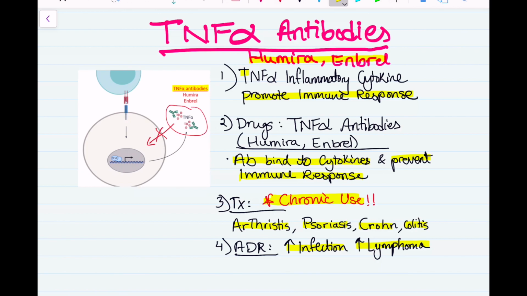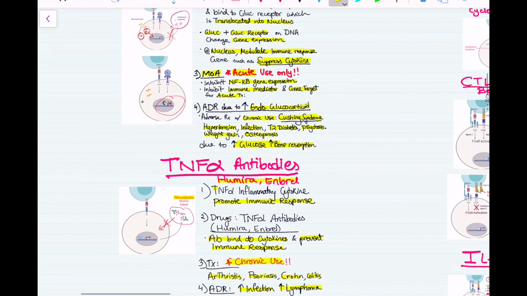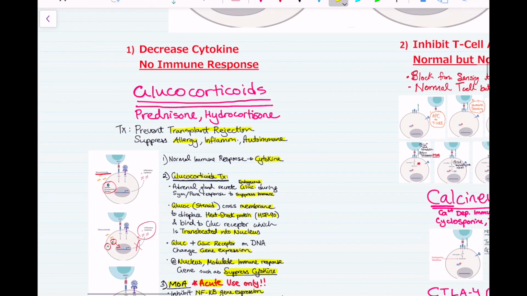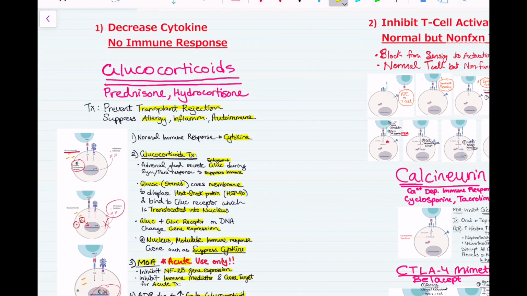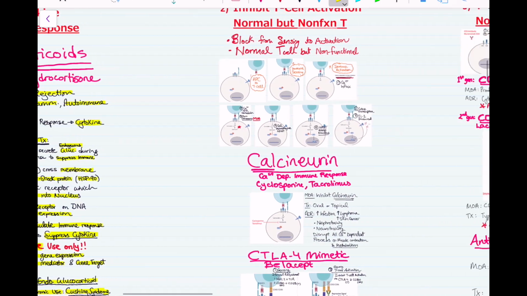So once again, in the previous example, we repressed the expression of cytokines, so we had zero cytokines. Here we have cytokines, but after binding to the TNF alpha antibody, they cannot produce an immune response. So that is category 1, which is decreased cytokine, either no cytokine or non-functional cytokine.